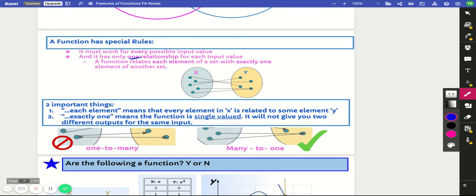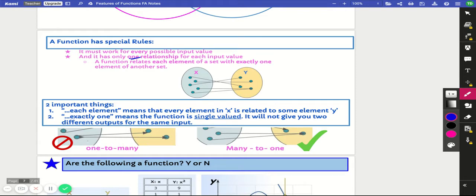Two important things to note here. Each element means that every element in the x is related to some element in the y. Exactly 1 means the function is single valued. It will not give you two different outputs for the same input.